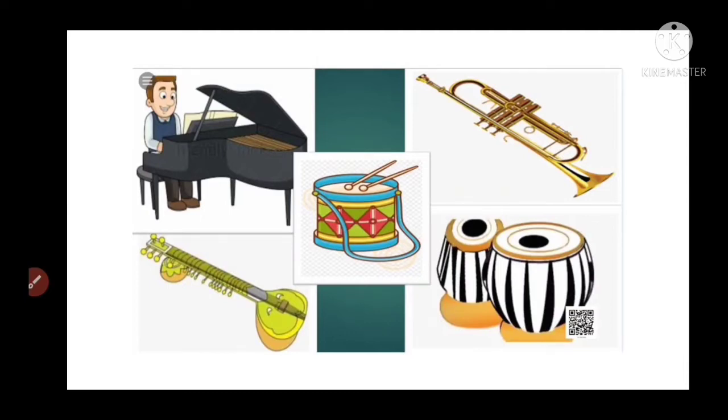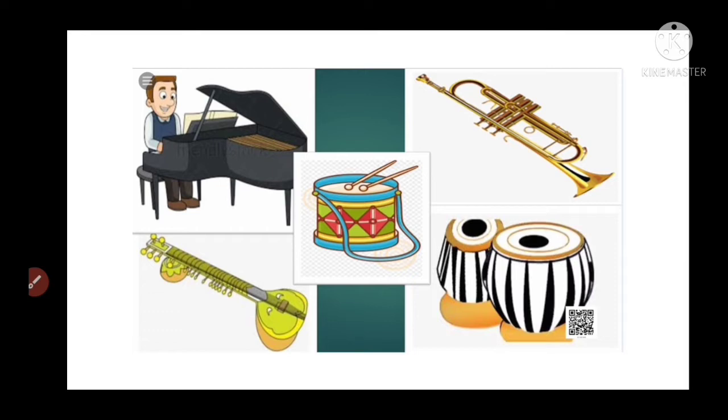Let us start today's English class. Dear students, you will see on the screen and identify these images. Can you tell what are these? Yes, these are musical instruments. Do you know how to play these? Any one of these? No, actually I don't know.